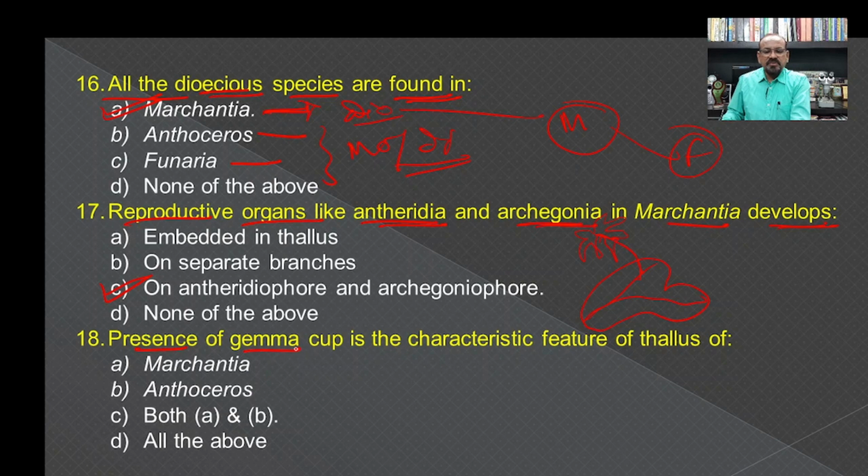Then the presence of a gemma cup is a characteristic feature of the thallus. So don't confuse this question, because we very commonly consider the presence of the gemma cup on the thallus of Marchantia, but the same type of gemma cup is also developed by the thallus of Anthoceros, and hence both A and B become the answer for this question, because the gemma cup is found on the thallus of Marchantia and also Anthoceros.